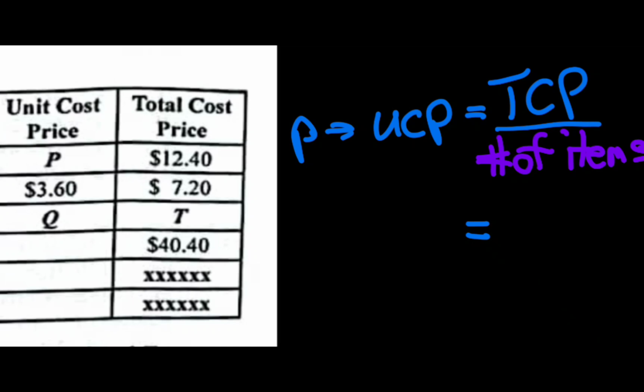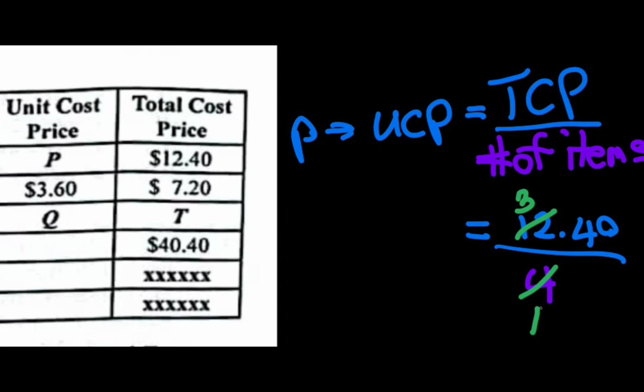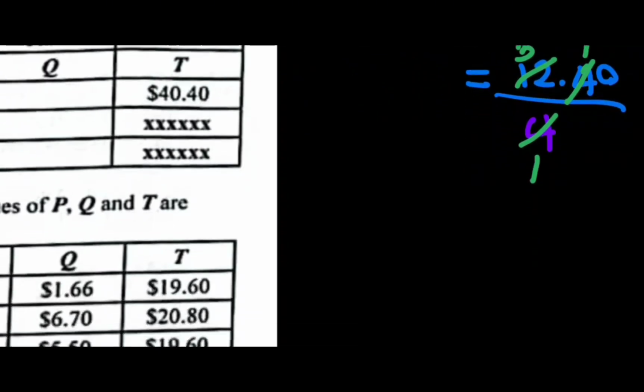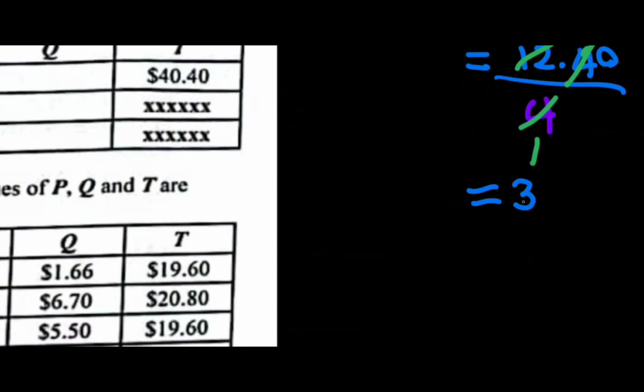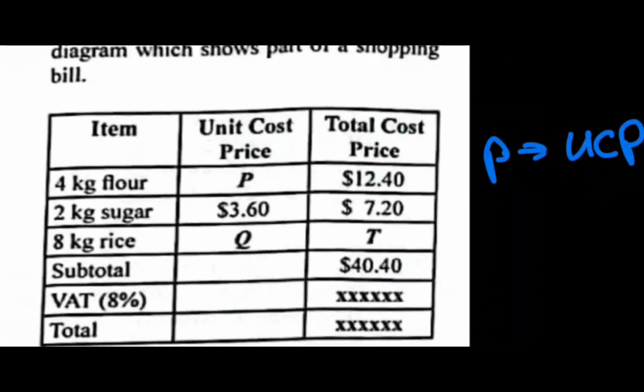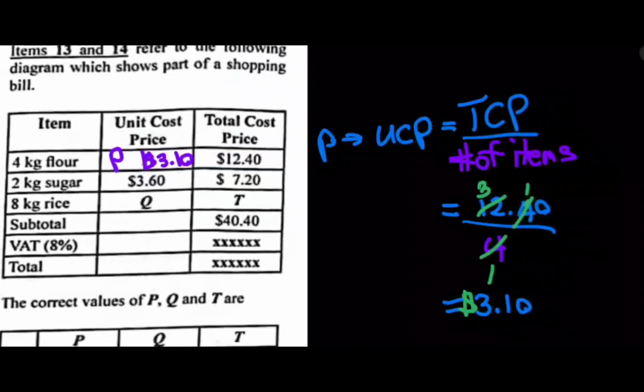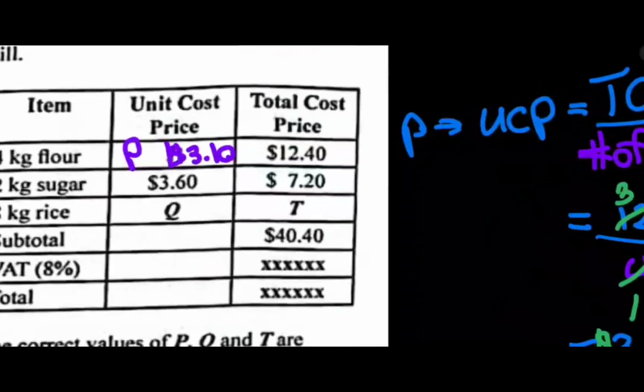The total cost price is $12.40. The number of items was 4. 4 can go into 7 once, 4 can go into 12 3 times, 4 can go into 4 once. So altogether we would have 3.10. So that is $3.10 for P. There's more than one way to break down this question, but I find this way to be very effective.